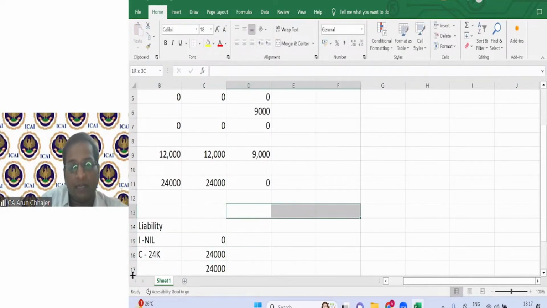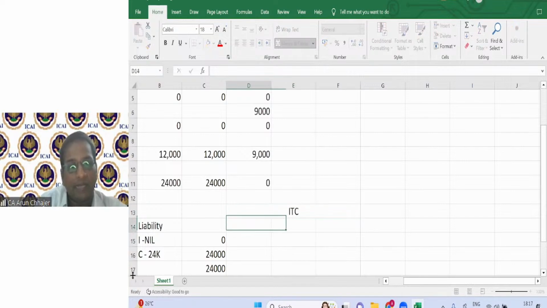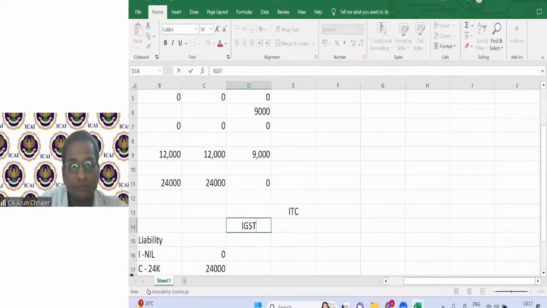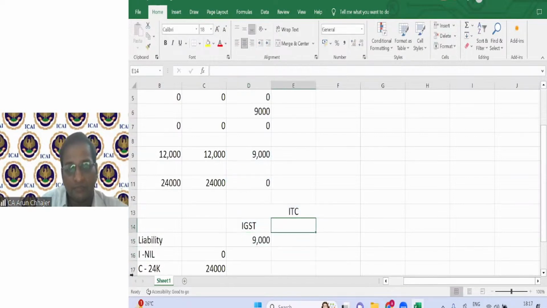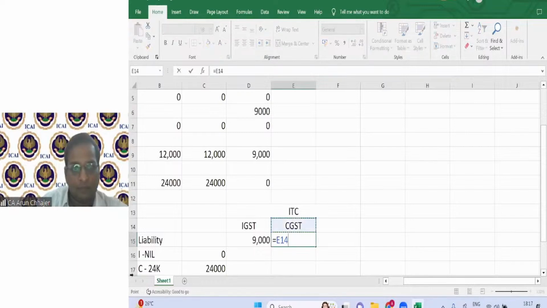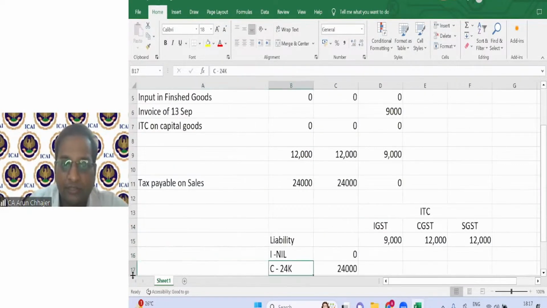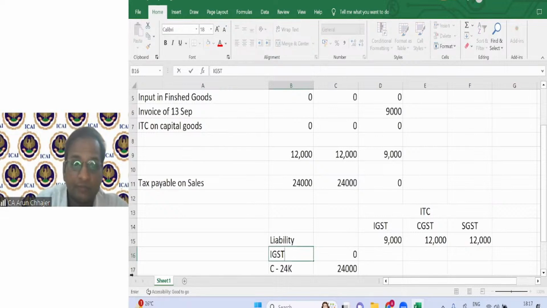And what is the ITC? ITC under IGST is 9,000. CGST is 12,000 and SGST is same 12,000. Very simple question.